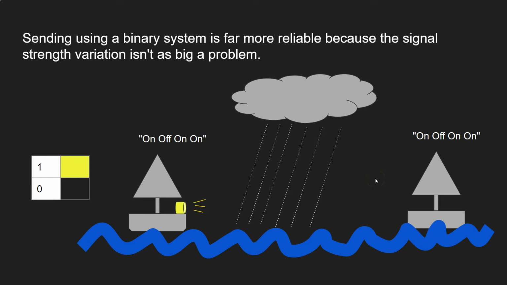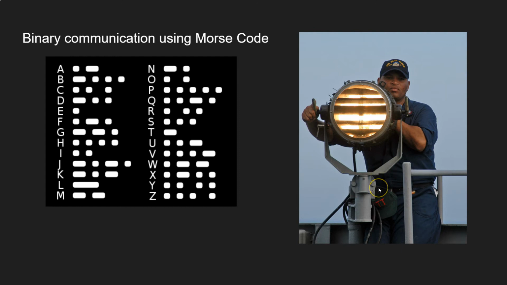So reliable, in fact, that that's actually what boats still use. Back in the 1800s, these signal lamps were developed and used in conjunction with Morse code, which was also developed in the 1800s.